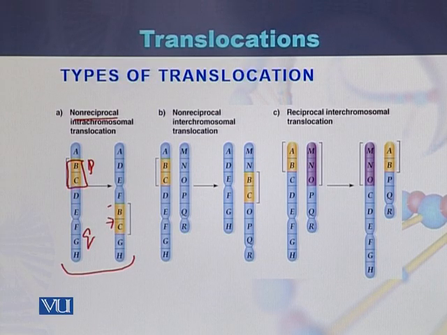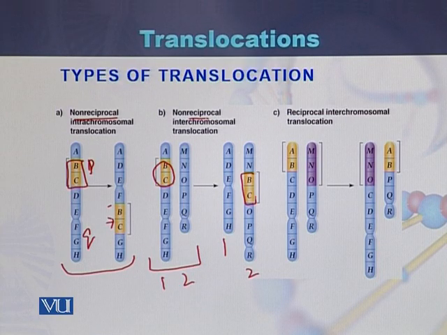In non-reciprocal interchromosomal translocation, the translocation is between two chromosomes. This is chromosome 1, this is chromosome 2. This fragment from one chromosome is deleted and joined on the second chromosome. So B and C, which are the fragments, are deleted from chromosome 1 and joined with chromosome 2 here.